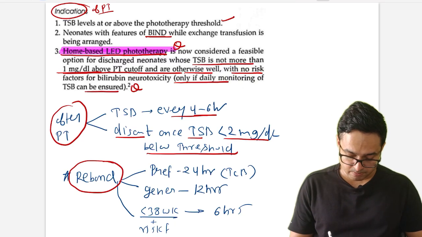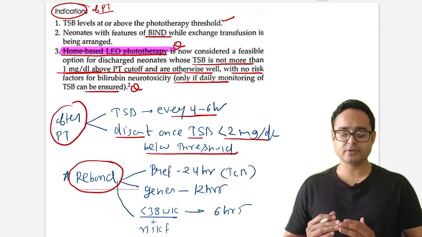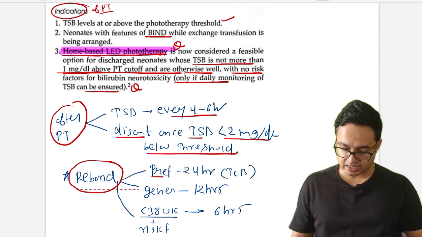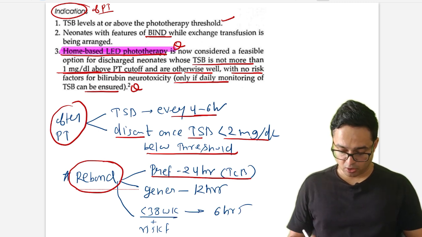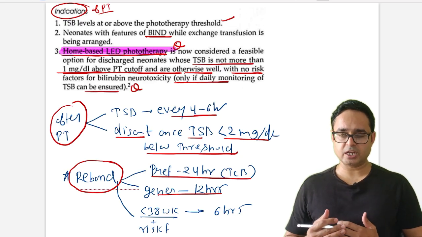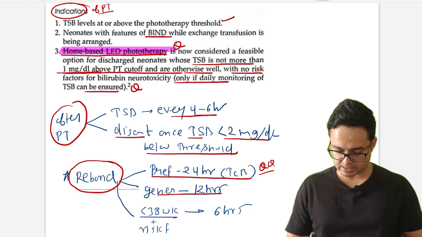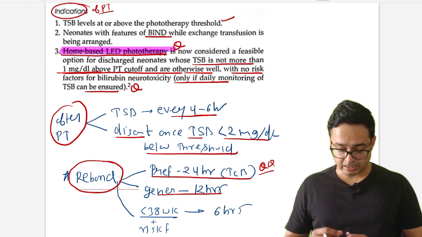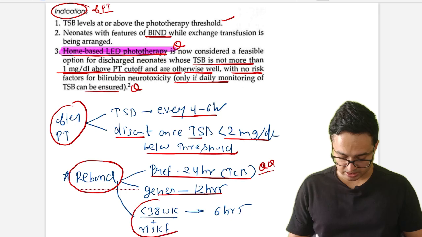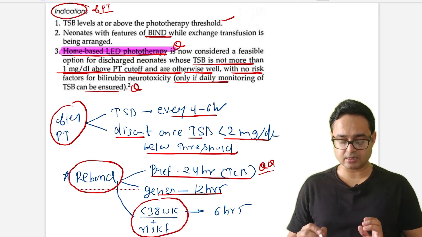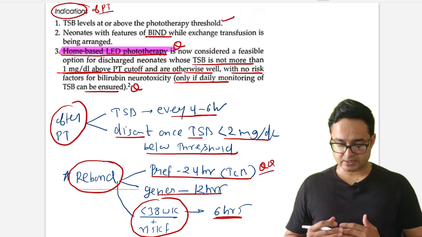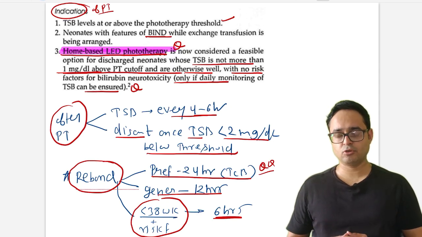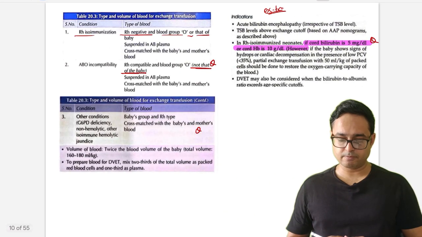How will you check rebound jaundice after stopping phototherapy? Preferentially, it should be seen at 24 hours by transcutaneous bilirubin. Generally, we see it in 12 hours. So transcutaneous bilirubin you can use after 24 hours. This is again important. But if the neonate is less than 38 weeks plus risk factors are there, you have to check the rebound increase in bilirubin at 6 hours. Obviously not by TCB, you have to check serum values of bilirubin.